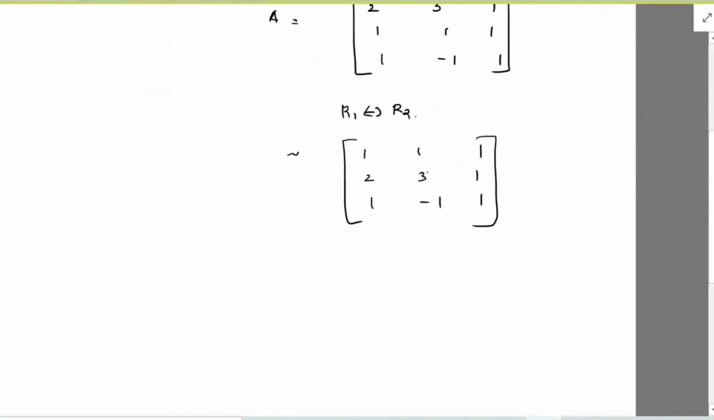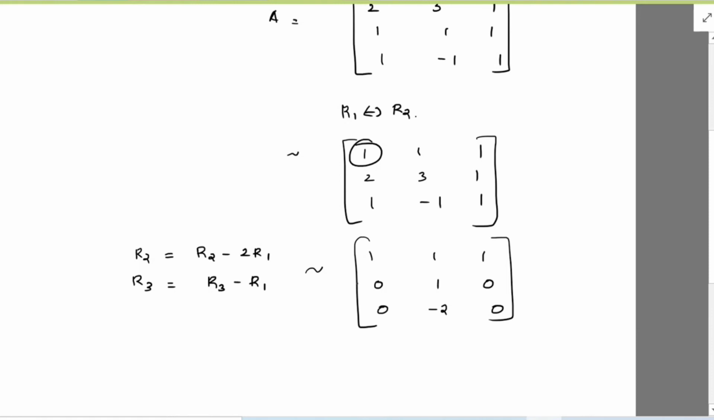So now mark the first leading coefficient, make the vertically down elements 0. So the operations will be R2 equal to R2 minus 2R1 and R3 changes to R3 minus R1. So it will be 1, 1, 1, 0, 1, 0, 0, minus 2, 0.